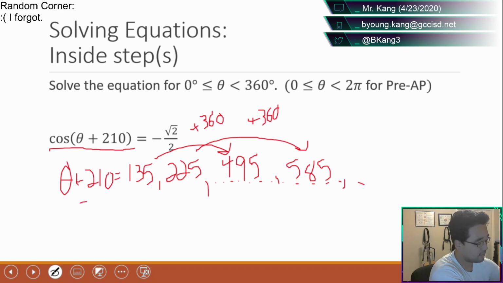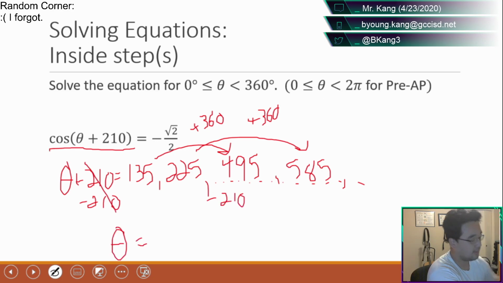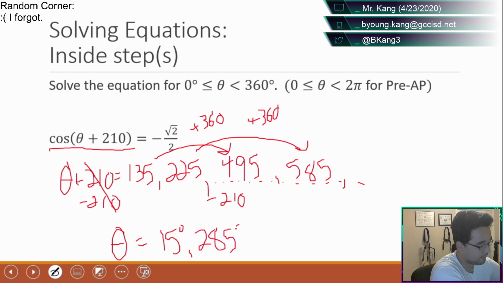So now I subtract 210 from all of these answers, every single one, and just list the ones that are between 0 and 360. So 135 minus 210, it's negative like I expected. 225 minus 210 is 15. 495 minus 210 is 285. What about 585 minus 210? That's 375, which is really close, but it's not there.